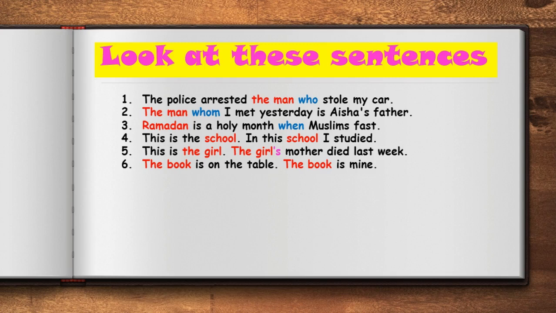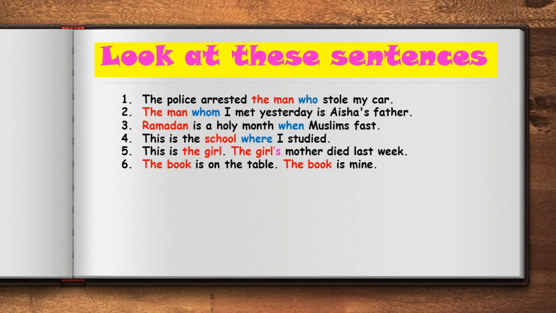Okay, number 4, also the same. This is the school. In this school I studied. So here again we've got two sentences and two words that are repeated: school. So a school here is referred to as a place. So we're going to use the relative pronoun we use with place, and then the sentence will look like this one: This is the school where I studied.